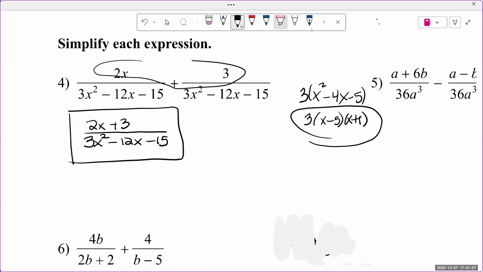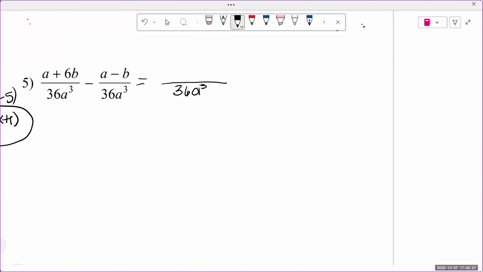Notice that we could have the 3 in the front, but those are being added, not multiplied. So the 3 is not a factor. The 2x plus 3 is a BFF couple. So we're done.